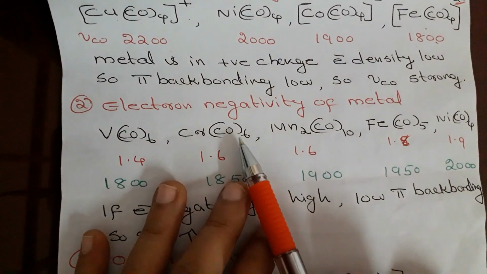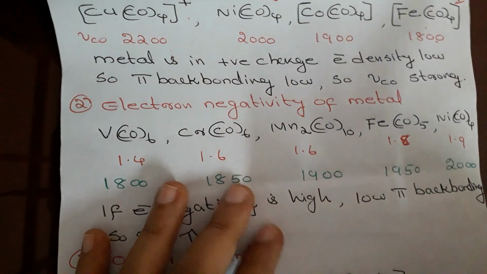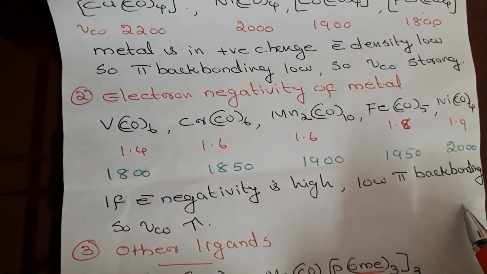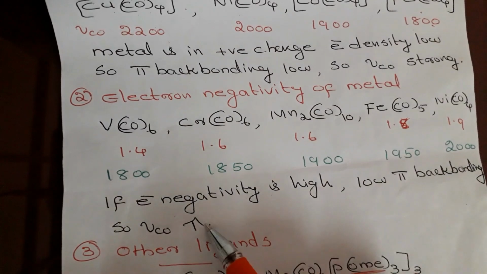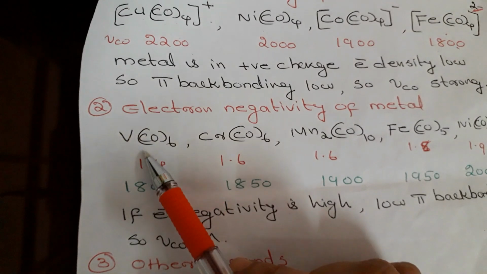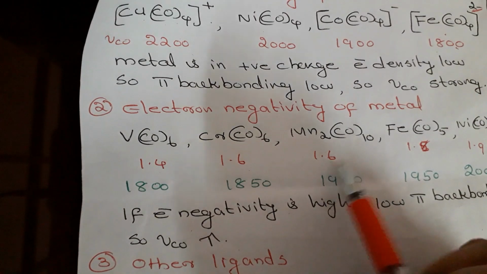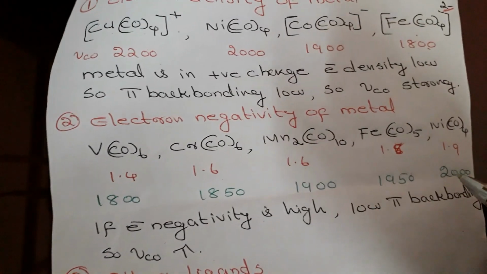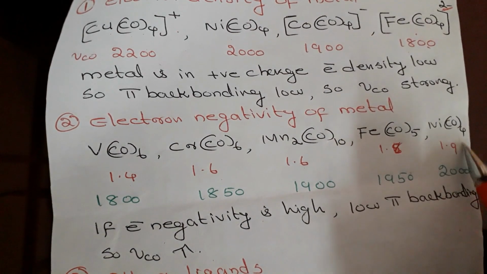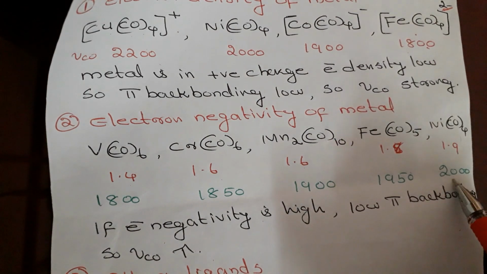Okay. Next point, electronegativity of the metal. If electronegativity is high, there is low pi back bonding, so the stretching frequency increases. So here V(CO)6, electronegativity 1.4, here 1.6, 1.6, 1.8, 1.9. So the electronegativity is higher here, so normally low pi back bonding. So here is the high stretching frequency of the CO group, 2000.